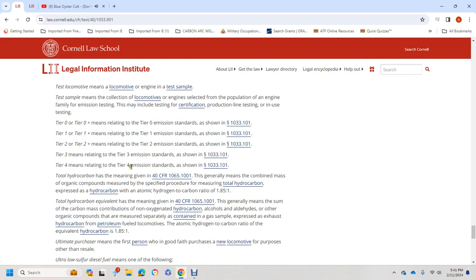Total hydrocarbon has the meaning given in Title 40 CFR 1065.1001. It generally means the combined mass of organic compounds measured by the specified procedure in that title, expressed as hydrocarbon with an atomic hydrogen-to-carbon ratio of 1.85 to 1.